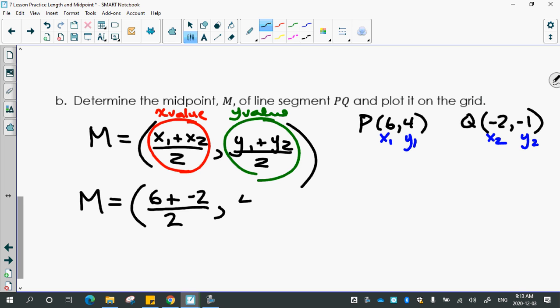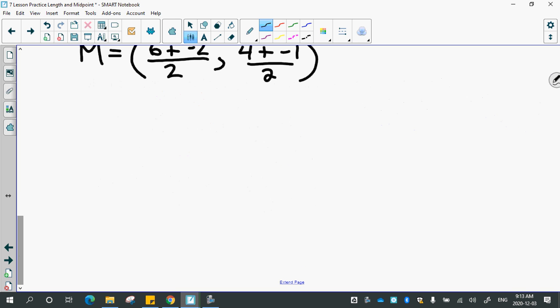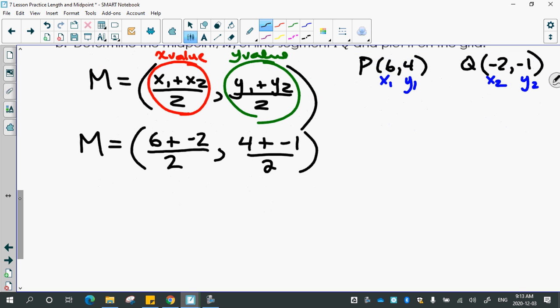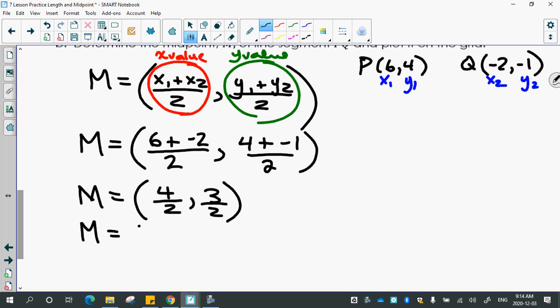Y1 is 4, plus, from the formula, y2 is -1 divided by 2. Six plus -2 is 4. 4 plus -1 is 3. Divide each by 2. 4 divided by 2 is 2. And 3 divided by 2 is 1.5.